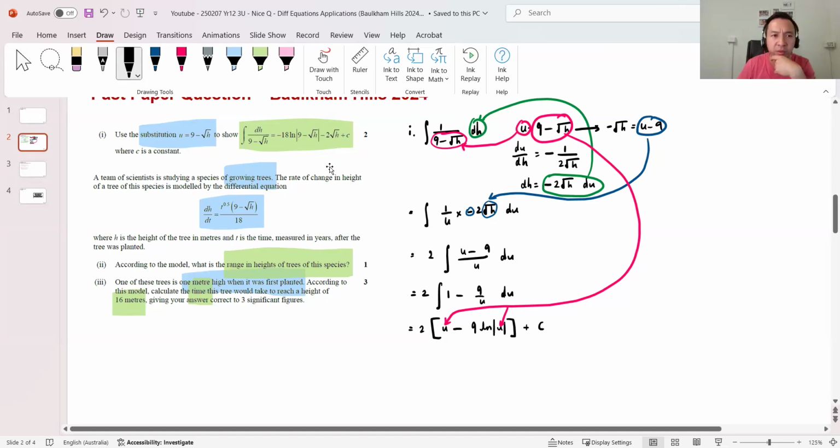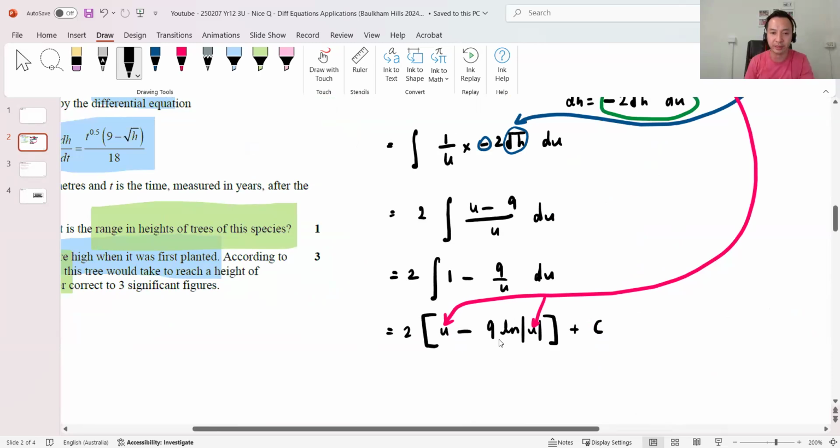Have I done something wrong? Is there limits? No, there's no limits. How come I'm getting a minus? The question says there's a minus in front of the u. No. Okay, so when I sub this in, all good. You get 2, 9 minus root h minus 9 ln 9 minus root h.